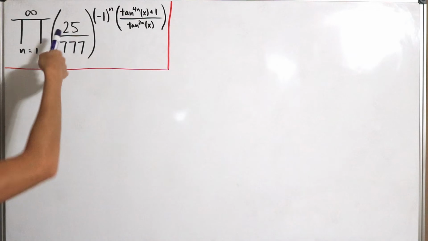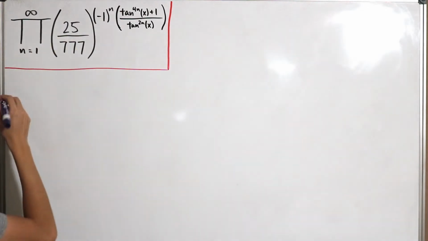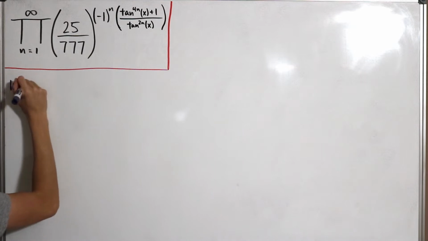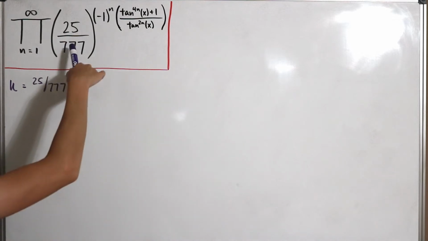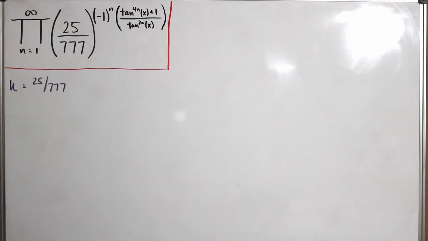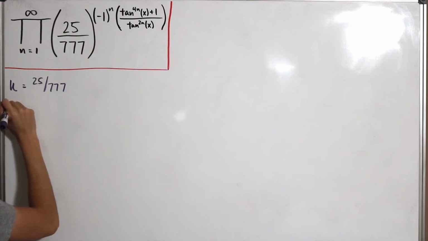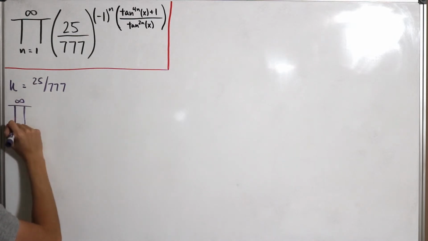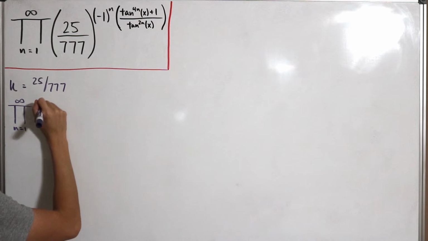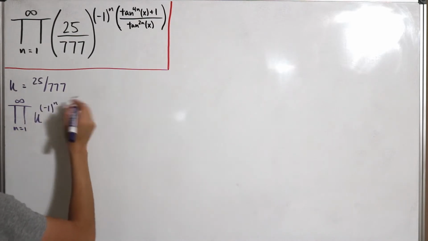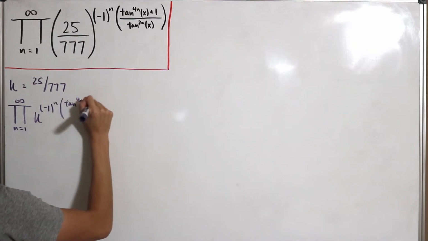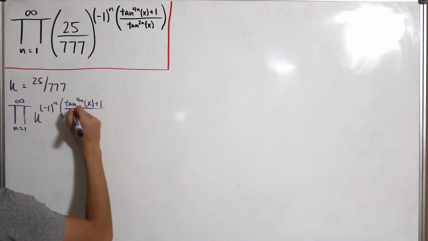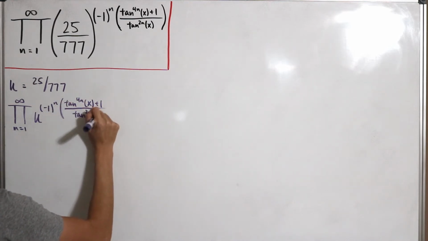I just mentioned that the base is not important, but specifically I'm going to define a variable k equal to 25 divided by 777. Of course, we're going to put this back at the end, but for right now this is going to be our variable k. So the whole infinite product we're going to evaluate is defined as follows: k to the power of (-1)^n, then we multiply this with tangent to the 4n of x plus 1, then divide by tangent to the 2n of x, like so.